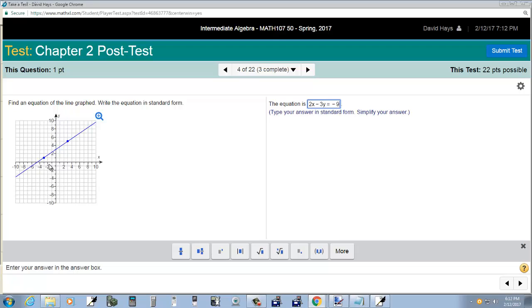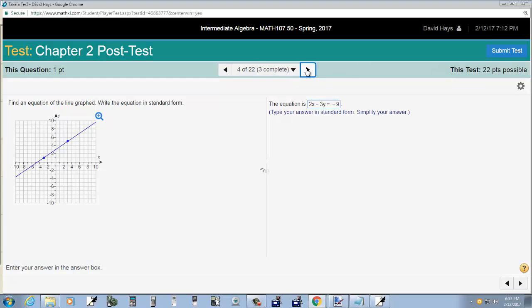Now, one thing I always do when I check these, I mentally check them. I got negative 3, 1. I just plug negative 3 and 1 in here and see if that works. In here, this was a negative 3 and 5. I plug negative 3 and 5 in here. So I plug 3 here and 5 here. That's 6 minus 15, negative 9. Okay.